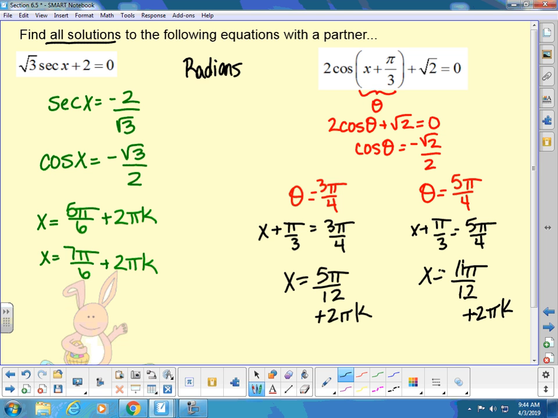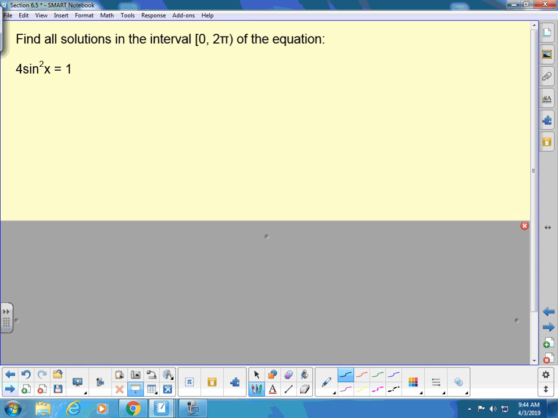Questions there? All right. Then let's try, just got 2 more little slides for you. This one: 4 sine squared equals 1. Find all solutions on the interval 0 to 2 pi.